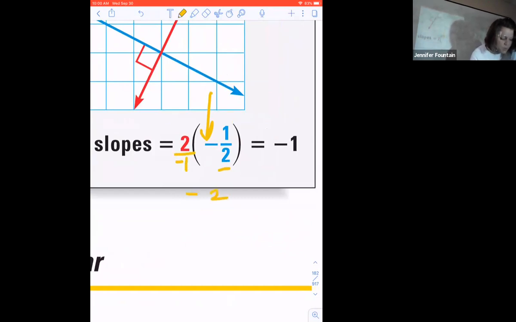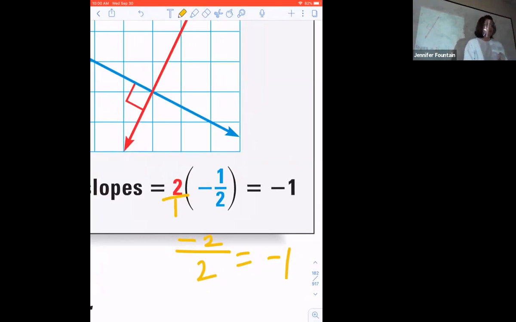So basically, if this is 2 over 1, let me erase that real quick because that looks like a -1. This is the same as 2 over 1. So 2 times -1 is -2, and 1 times 2 is 2. What is -2 divided by 2? -1. So remember, if I multiply the two slopes together, it's going to equal -1. So that's always a good way to check it. First of all, do negative reciprocals. Okay? A whole number 2, negative reciprocal, -1/2.